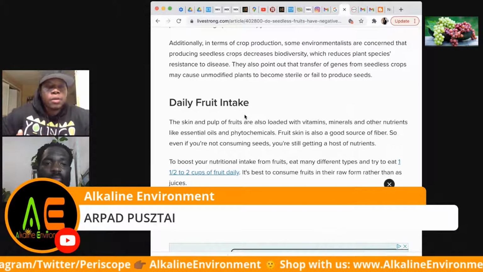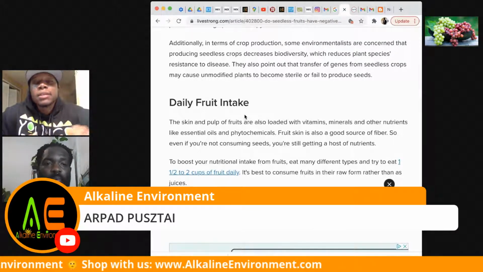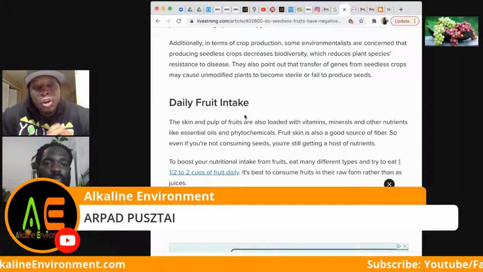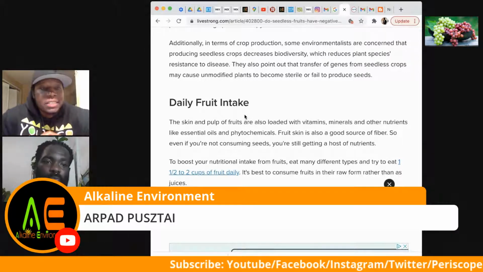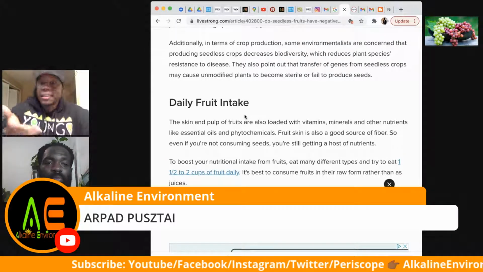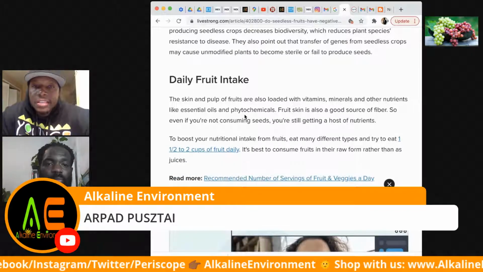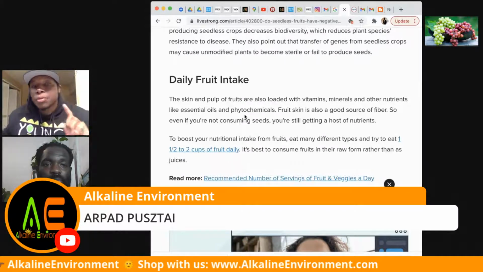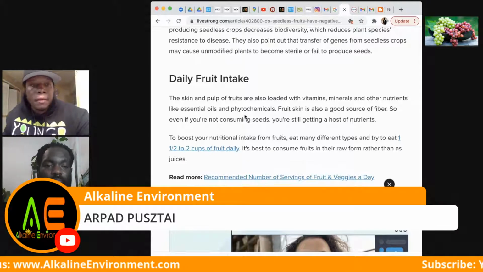Additionally, in terms of crop production, some environmentalists are concerned that producing seedless crops decreases biodiversity, which reduces plant species' resistance to diseases, like you were saying. They also point out that transfer of genes from seedless crops may cause unmodified plants to become sterile or fail to produce seeds.